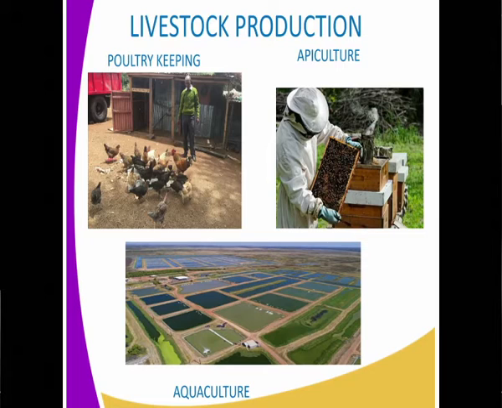And there are several sub-branches of livestock production. The first one, we have poultry. It deals with the rearing of birds. And the second one, we have apiculture. And the third one is aquaculture. Apiculture deals with the rearing of bees in structures referred to as beehives, while aquaculture deals with the rearing of fish in structures that are referred to as fish ponds.